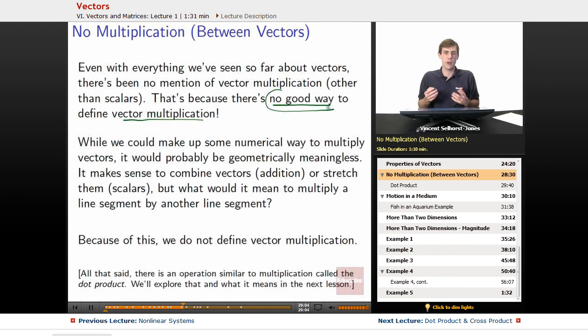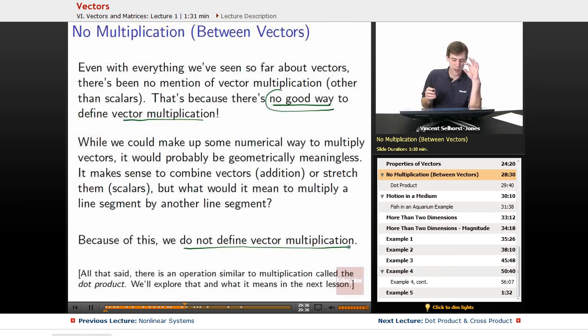And that's the problem here. While we could come up with something numerically, we want all this stuff to have a geometric connection. All of this other stuff has. It makes sense to combine vectors, right? We're doing one vector and then we're doing another vector. We're doing 2 pieces of motion. Or stretch them. We have some piece of motion and then we just elongate it or shrink it or flip it. So those things make sense geometrically, but what would it mean geometrically? What would it mean as a picture to multiply a line segment by another line segment? It just doesn't really make sense. And because of that, we do not define vector multiplication. There's just no vector multiplication pretty much to talk of.